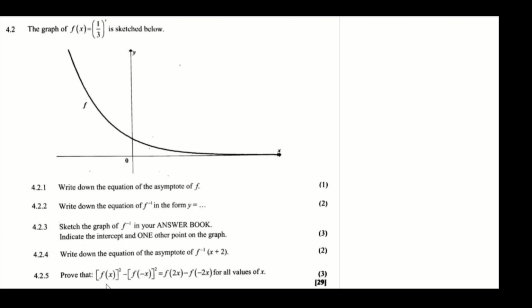Let's do 4.2. We are given an exponential function here, right? f of x is equal to (1/3) to the power of x. And in 4.2.1, we're asked to write down the asymptote of f.